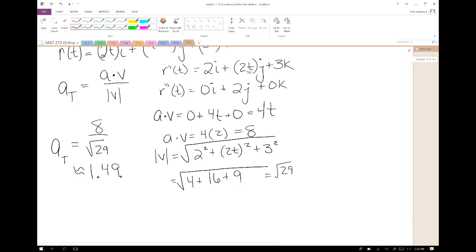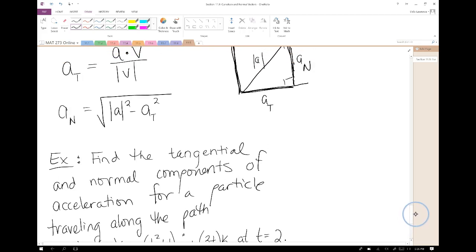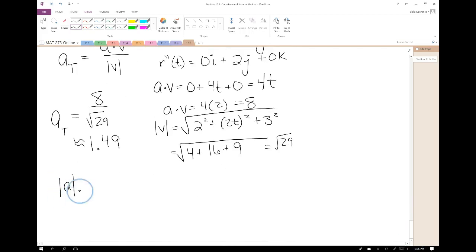Now we have no idea if that 1.49 is a large number or a small number. We have to see what it compares to in the grand scheme over all of our acceleration. To calculate our normal component of acceleration, remember, we need the magnitude of our acceleration. We're just going to do the Pythagorean theorem. But the magnitude of acceleration is our first step. And once we have that, we could also compare just the tangential component and decide if that number is large or small. So our acceleration vector is our second derivative.